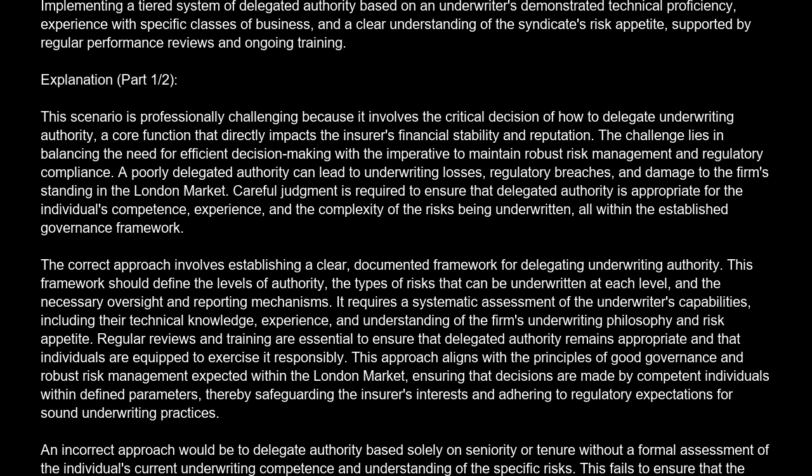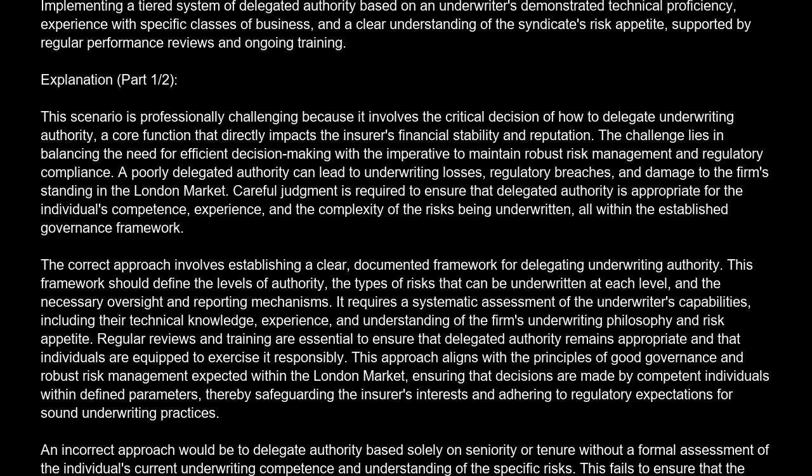Explanation. This scenario is professionally challenging because it involves the critical decision of how to delegate underwriting authority, a core function that directly impacts the insurer's financial stability and reputation. The challenge lies in balancing the need for efficient decision-making with the imperative to maintain robust risk management and regulatory compliance. A poorly delegated authority can lead to underwriting losses, regulatory breaches, and damage to the firm's standing in the London market. Careful judgment is required to ensure that delegated authority is appropriate for the individual's competence, experience, and the complexity of the risks being underwritten, all within the established governance framework.